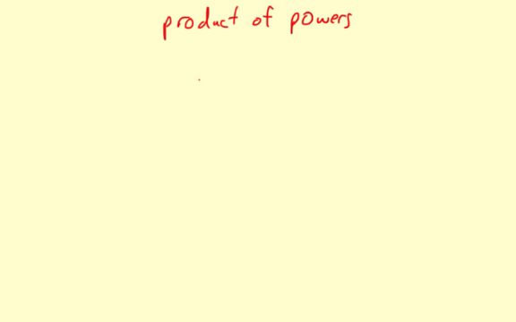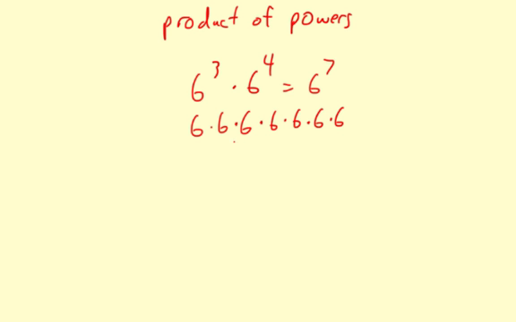So if you have two powers that are the same base, for example, let's say you have 6 to the third power, and then times 6 to the fourth power. Well, what happens is that is 6 to the seventh power, because you're multiplying by 6 seven times. So that's 6 to the third, and that's the 6 to the fourth. So 6 to the third, 6 to the fourth. There are 7 sixes, makes 6 to the seventh. That's the product of powers.